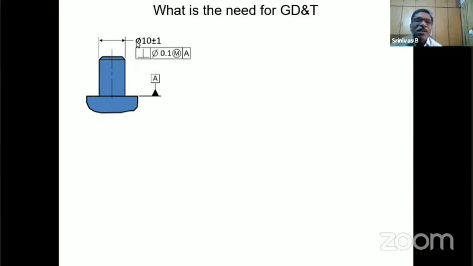A pin of size dia 10 with tolerance plus or minus 1 is controlled for orientation. Am I right, sir? What kind of orientation? Perpendicularity with a cylindrical tolerance of dia 0.1 at MMC with respect to primary datum A. There is only one datum. Understand? This is how we need to read.